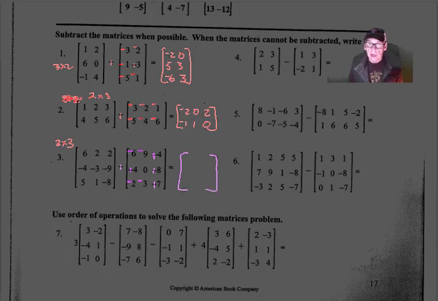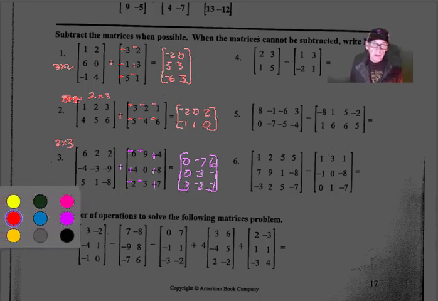6 plus a negative 6 gives me a 0. 2 plus a negative 9 is a negative 7. 2 plus 4 is 6. Negative 4 plus 4 is 0. Negative 3 plus 0 is negative 3. Negative 9 plus 8 is negative 1. 5 plus negative 2 is 3. 1 plus a negative 3 is negative 2. And negative 8 plus 7 is a negative 1. That takes care of those.